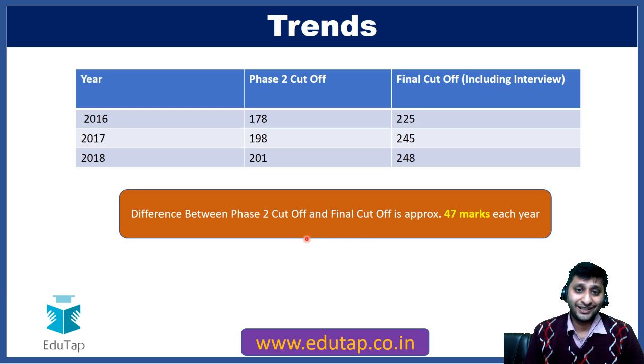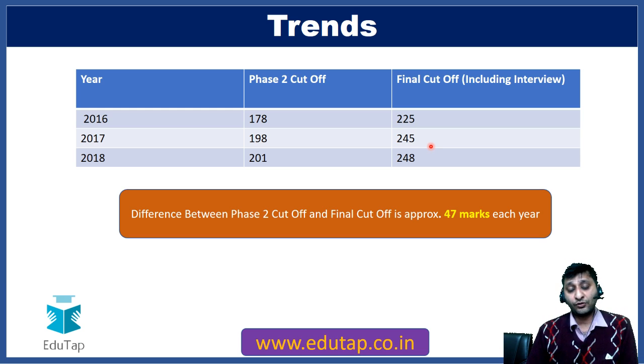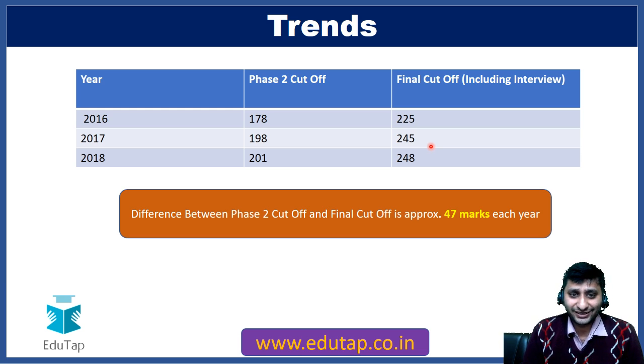And one more important trend that you can observe is that each year the difference between final cutoff and phase 2 cutoff is approximately or near about exactly 47 marks. In 2016 it's 47 marks, in 2017 again it is 47 marks, and 2018 again it is 47 marks. So I mean, this cannot be coincidence, but obviously it is a coincidence. RBI would not do it like this, that just puts 47 marks on the phase 2 cutoff and declares the final cutoff. But this tells us a trend that there will be a difference of around 40 to 50 marks between your phase 2 cutoff and your final cutoff.